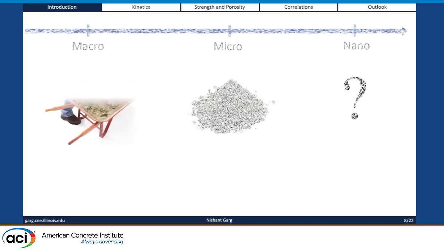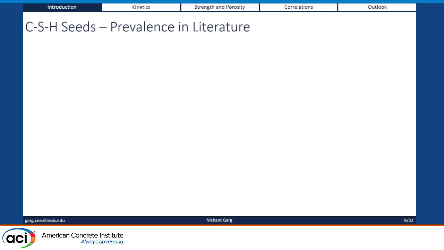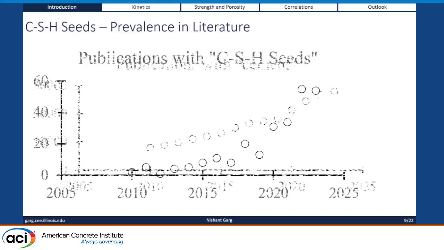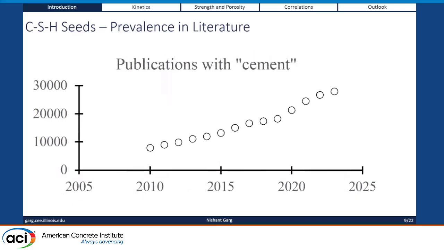That all being said, this talk really is about these nano-sized CSH seeds, and I want to talk about them. If you think about the prevalence of CSH seeds in the literature, we really started seeing publications coming out around the 2010 era, and there are about 50 to 60 papers in the last year. To really understand this data, we should normalize it with the overall publications, because overall papers are also increasing, right? Academics and researchers are pushing out more and more papers. If you search Scopus for publications with the word cement, we have about 30,000 publications in the last year. This continues to grow.